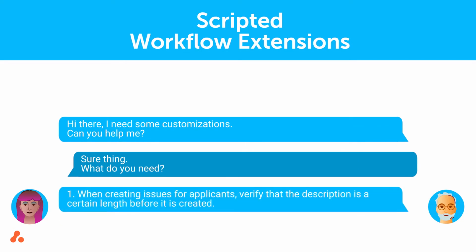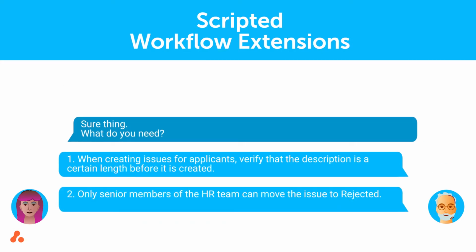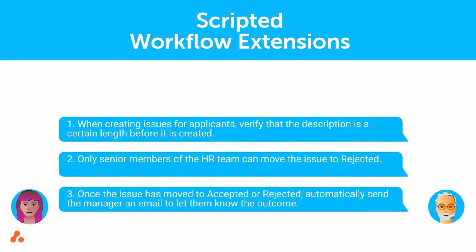When creating issues for applicants, verify that the description is a certain length before it is created. Only senior members of the HR team can move the issue to rejected. Once the issue is moved to accepted or rejected, automatically send the manager, who is listed as a watcher of the issue, an email to let them know the outcome. Let's review how Violet completes each of Duncan's requests using the scripted workflow extensions in ScriptRunner for Jira Cloud.